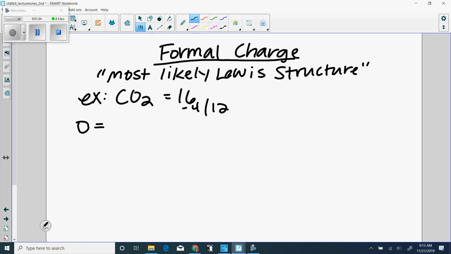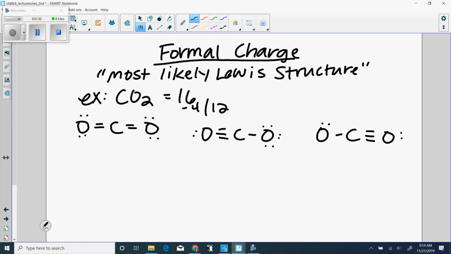Probably what you would do is this, which adds up to 16. But you could also do this. That also adds up to 16 and carbon's not naked. And I just randomly picked the left side, but I could also put it on the right side. So showing all the options is actually called resonance, which is going to be our next topic.